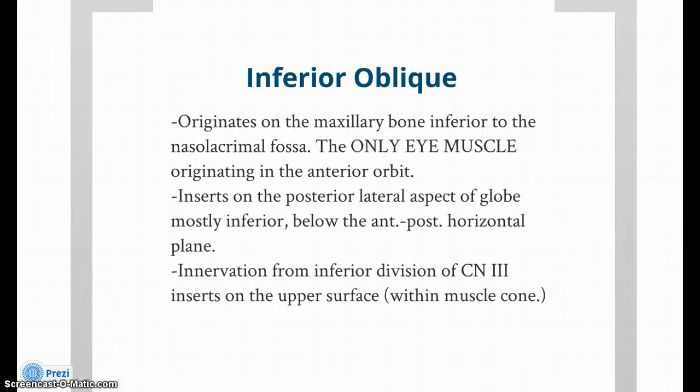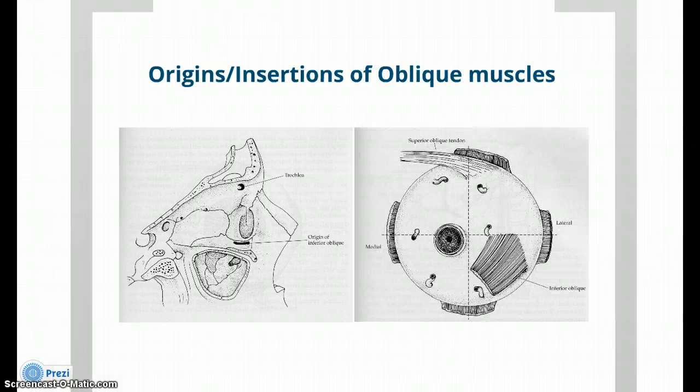The inferior oblique originates on the maxillary bone inferior to the nasolacrimal fossa, the only eye muscle that originates in the anterior of the orbit. This inserts on the posterior lateral aspect of the globe, mostly inferior, and below the anterior posterior horizontal plane. Innervation from the inferior division of cranial nerve 3 or the oculomotor nerve inserts on the upper surface. So here you see the skull bones, and the origin of the inferior oblique and where the trochlea is. Also, where this muscle and tendon connect.